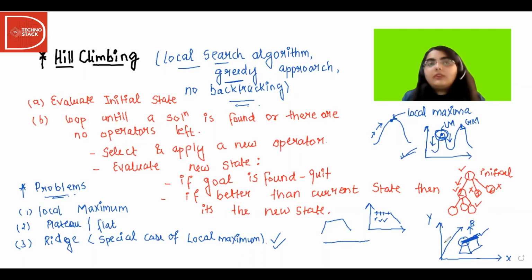So the problem of hill climbing is that it finds only the local maximum. Then if we have a plateau or a flat surface, we'll have problems finding the local maximum because more than one local maximum will be present, as all will be at the same height. Similar is the case with the ridge, which is a special case of local maximum. So all these were the problems while solving a hill climbing problem. So this is all for hill climbing.